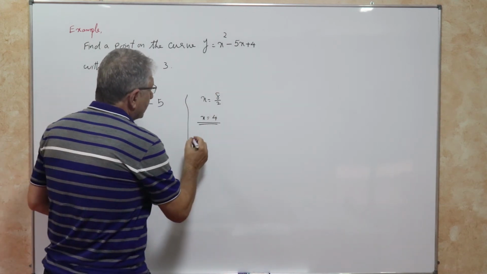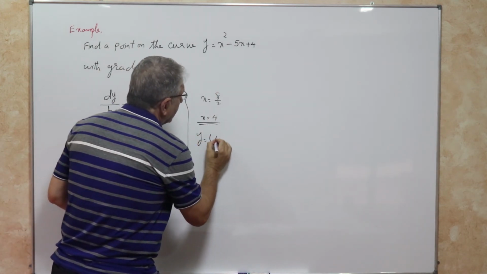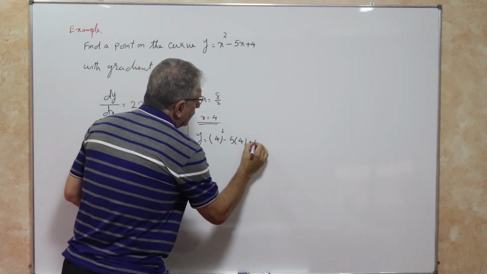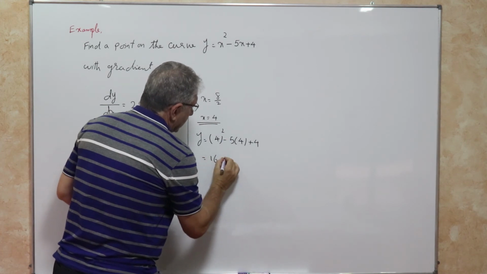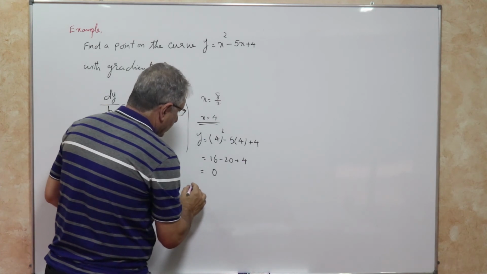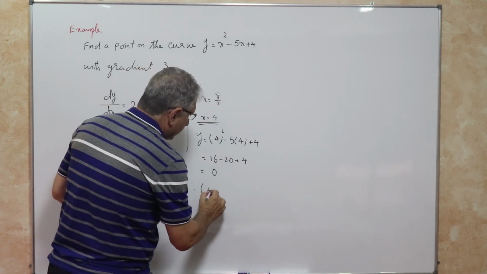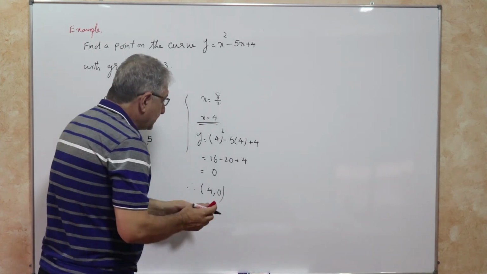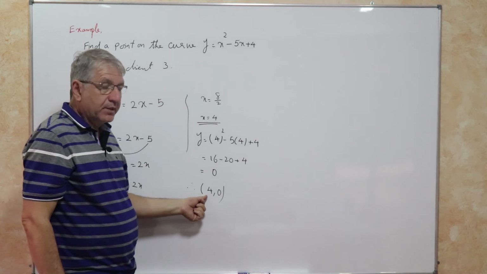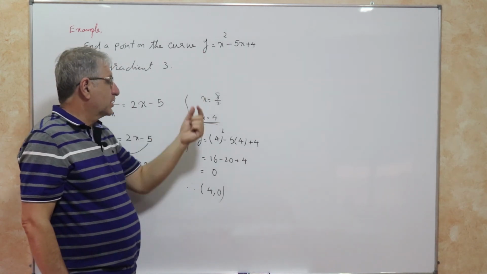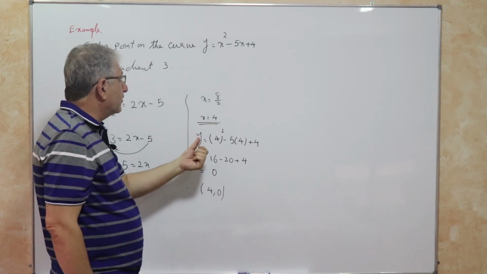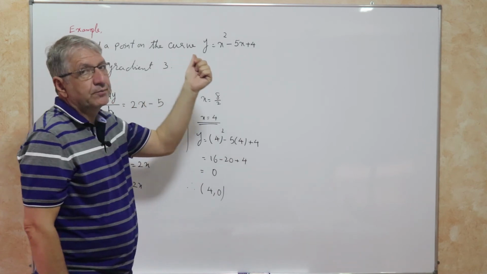Now y will be equal to 4 squared minus 5 times 4 plus 4, which is 16 minus 20 plus 4, which is 0. Therefore, the point is (4, 0). At this point, that means the x-intercept, the point where this function passes through the x-axis, the gradient of the curve is equal to 3.